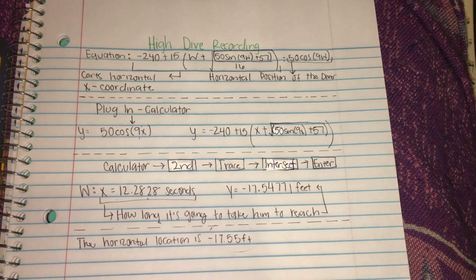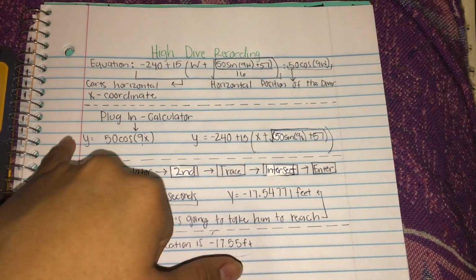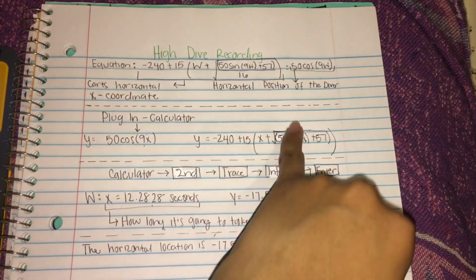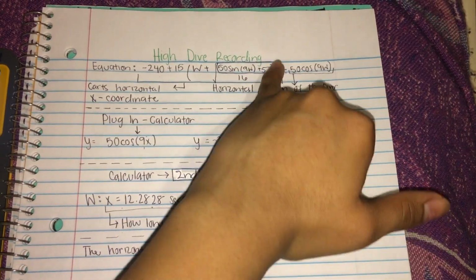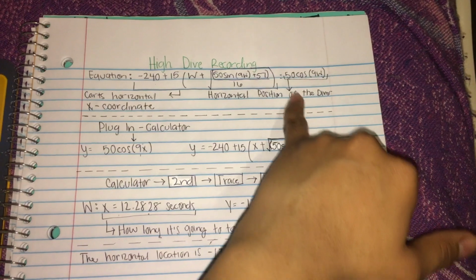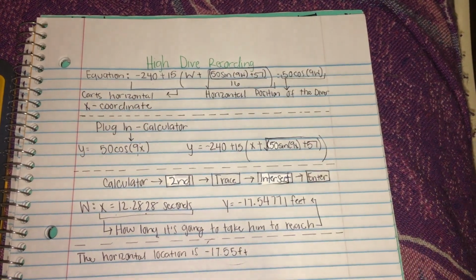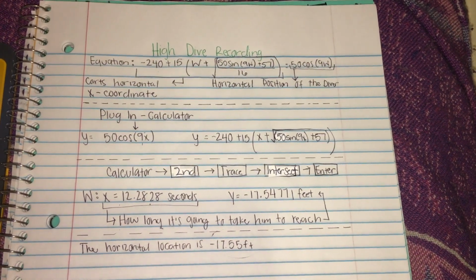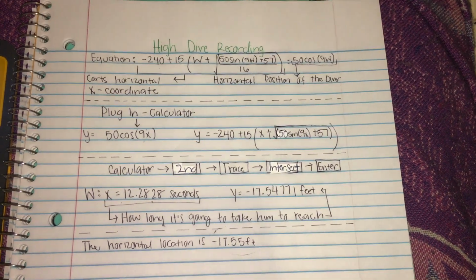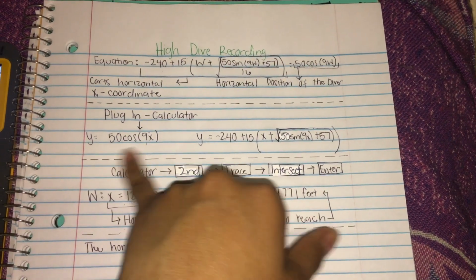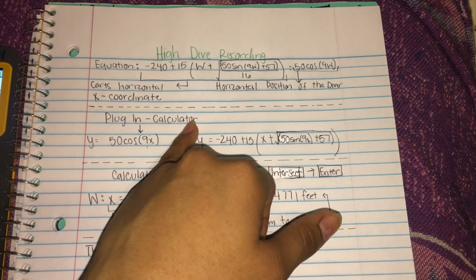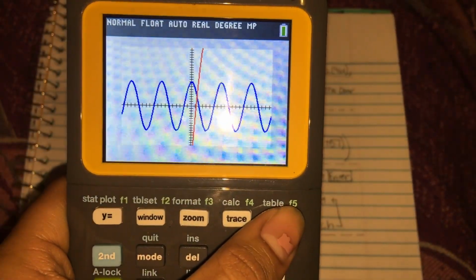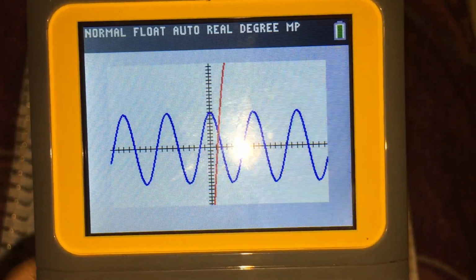We'll be finding the horizontal location. I use the cart's horizontal x-coordinate, and it's this really big equation right here. And then I use 50 cosine of 9w, which is the horizontal position of the diver. After getting these two equations separate, I plugged them into the calculator, shown like this. And then after that, I graphed it. This is my graph after graphing it.